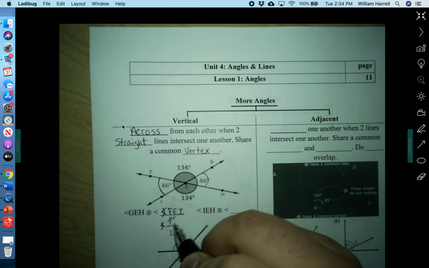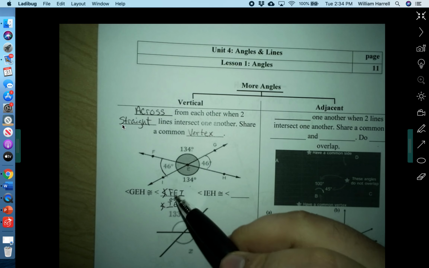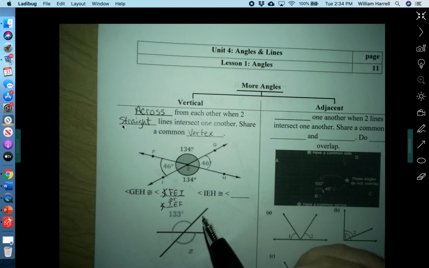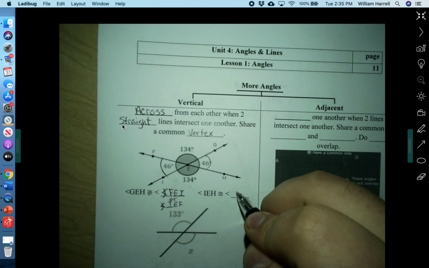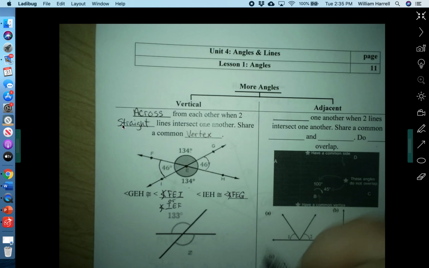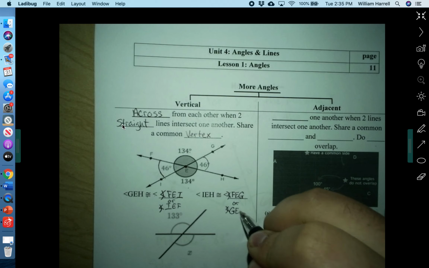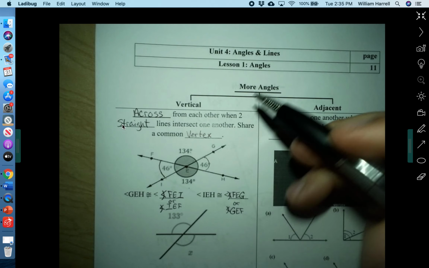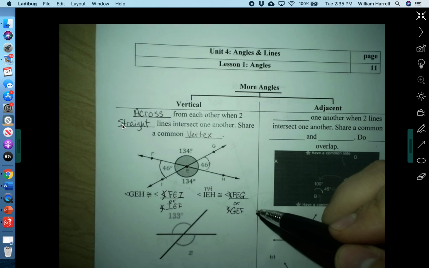What you notice here is the order doesn't matter as long as your vertex doesn't change its place. So, what angle or angles is congruent to angle IEH? Angle FEG, or angle GEF, because IEH was 134. Where else do I see 134? Oh, here. Okay.